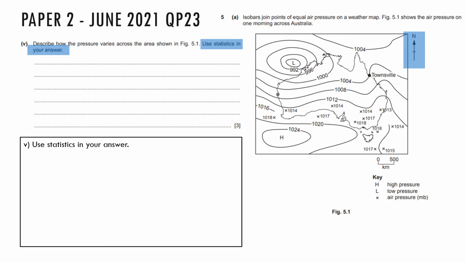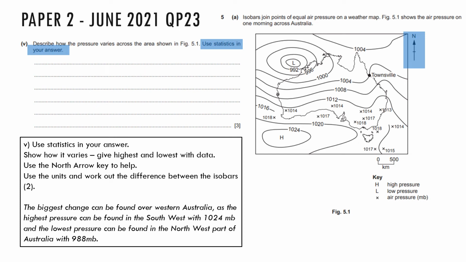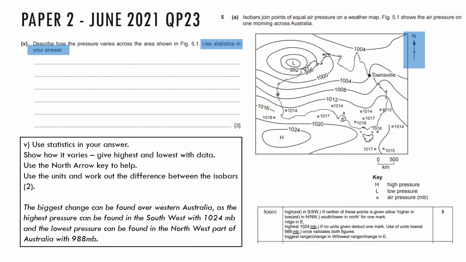Here, use statistics in your answer, and show how it varies given the highest and lowest value of the data, and use the north arrow key to help you identify where those areas are. So we can say, the biggest change can be found over Western Australia, as the highest pressure can be found in the southwest with 1024 millibars, and the lowest pressure can be found in the northwest part of Australia with 988 millibars. If I look at the mark scheme, yep, I've done direction, I've done location using the compass, and I've included data. Fantastic. And I've stated where the biggest change or the biggest range can be found.